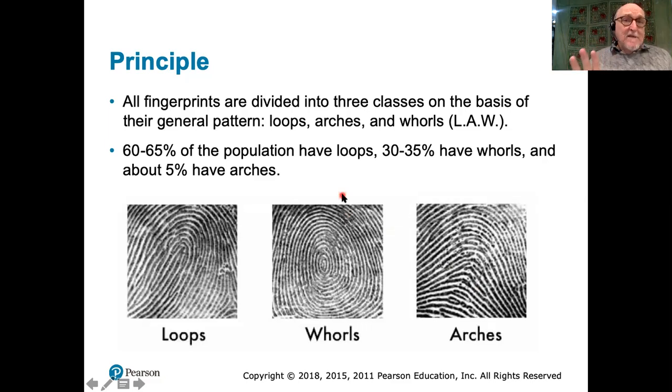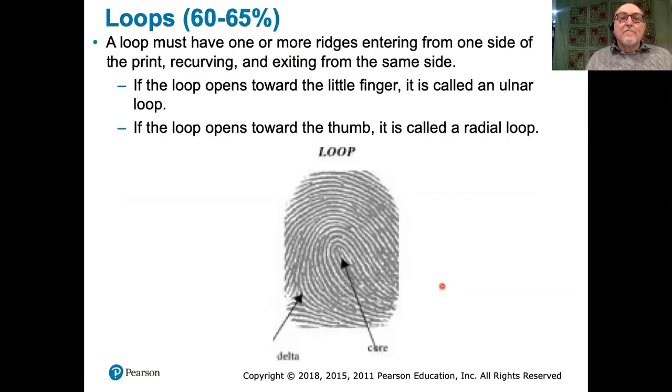When we look at the frequency of these in the population, the most common are the loops. 60 to 65% of the population have at least some fingers with loops on them. And you may have loops on one finger, whirls on another, etc. 30 to 35% of the population have at least one whirl on their fingerprints. And the arches are the least common. About 5% of people have arches like this. We'll see more structure to these in a minute.